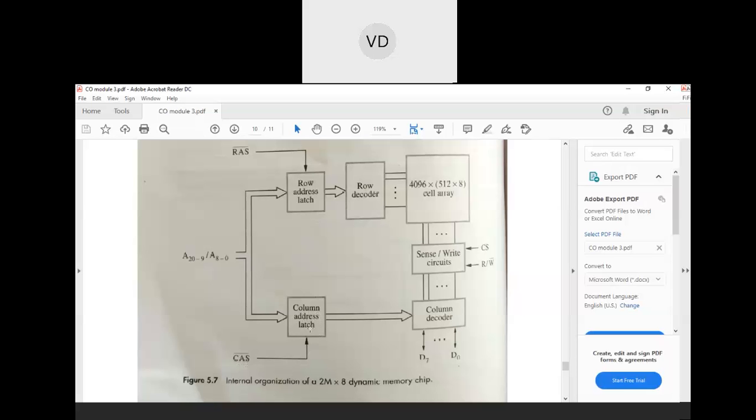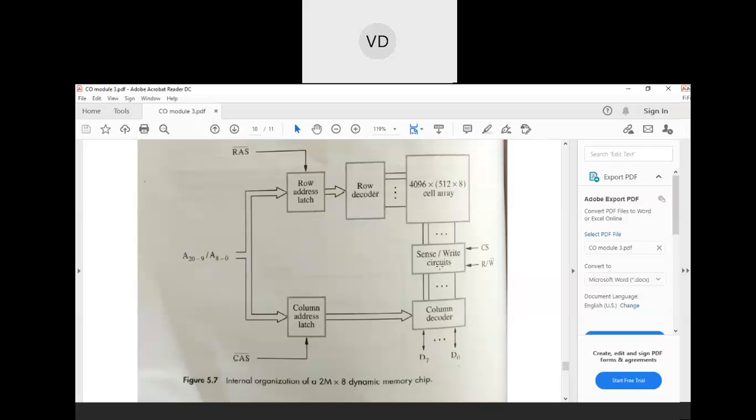Once the column address is given here, it is also decoded. The row we have already selected. In that row, which particular column is to be selected? Which particular 8 groups, which 8 bits of data is to be selected? That is given by this column address decoder. So when it is decoded, we use the sense and write circuits.